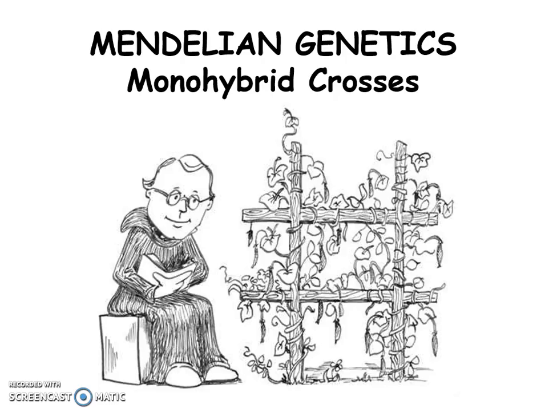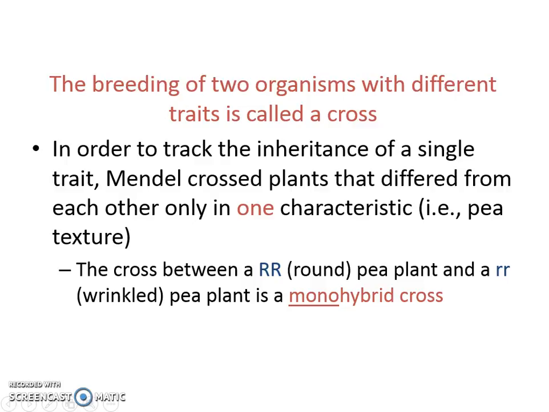So we're going to look at monohybrid crosses. This is one of the first types of crosses that Mendel performed with his experiments. The breeding of two organisms with different traits is called a cross. So in order to track the inheritance of a single trait, Mendel crossed plants that differed from each other in only one characteristic. So he looked at one characteristic at a time. For example, he was either looking at seed color or just seed shape or plant height. So only one characteristic at a time. He only switched up one variable.